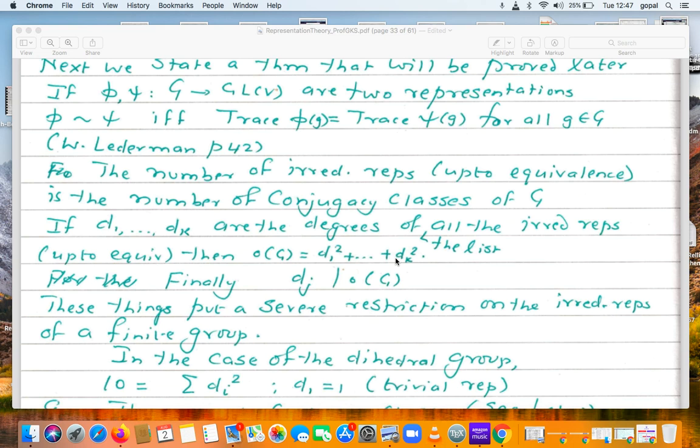So how do you write 10 as a sum of squares? And how many such summands will be there? The number of summands will be the number of conjugacy classes. So we should find out how many conjugacy classes are there in the dihedral group, for example. So these are some of the kind of questions that we should be looking at. So this formula, order of G is d1 squared plus d2 squared plus up to dk squared, I call it the Parseval formula. Do you see the remarkable similarity with Parseval formula?